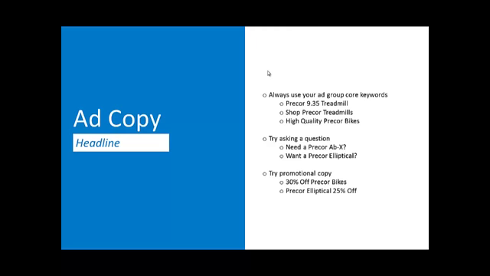And then also using promotional copy. So if you're running a sale, let's say this past weekend you had a Memorial Day sale running, 25% off all Precor bikes, implementing promotions into the headlines will also help.